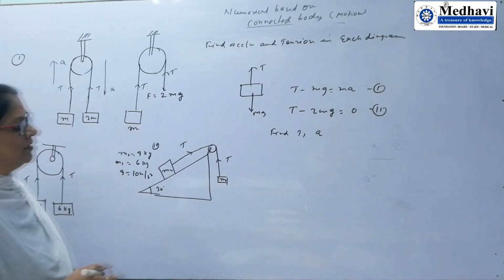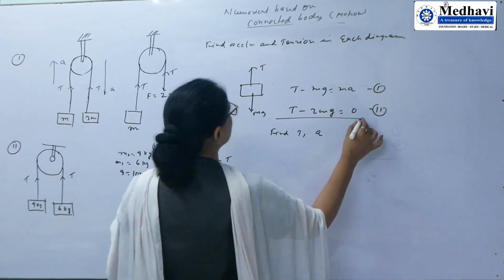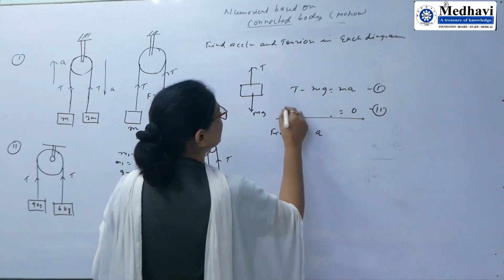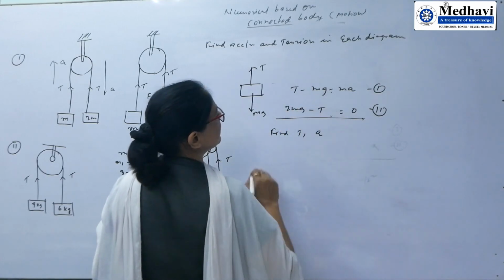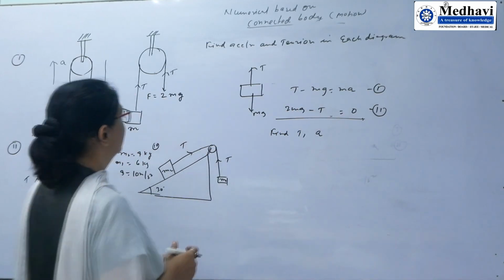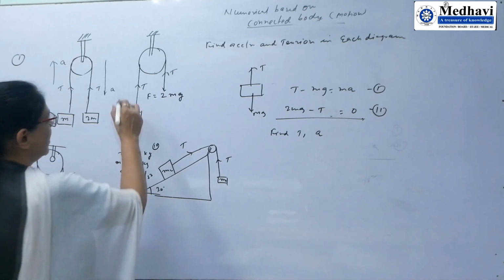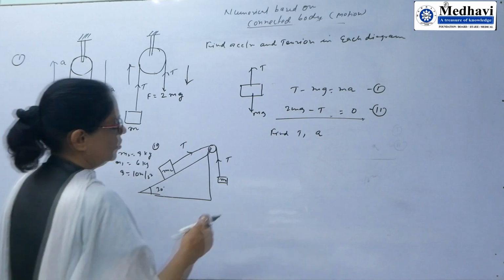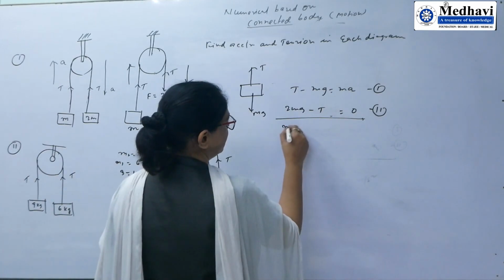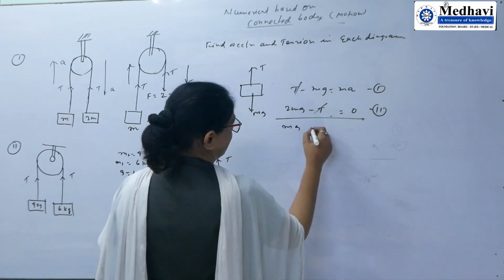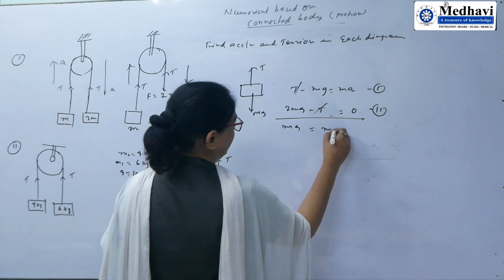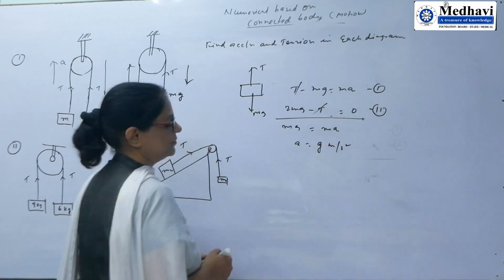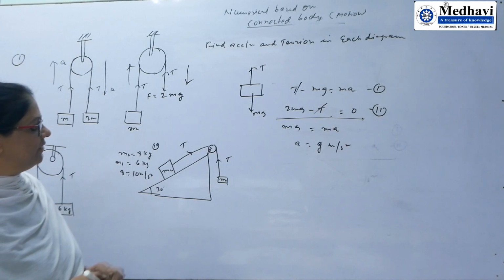If we subtract, then we can get the value. Here we can write 2mg minus T is equal to, because this is going up and this will go down. So here mg is equal to ma, so a is equal to g meter per second square, and find the value of T.